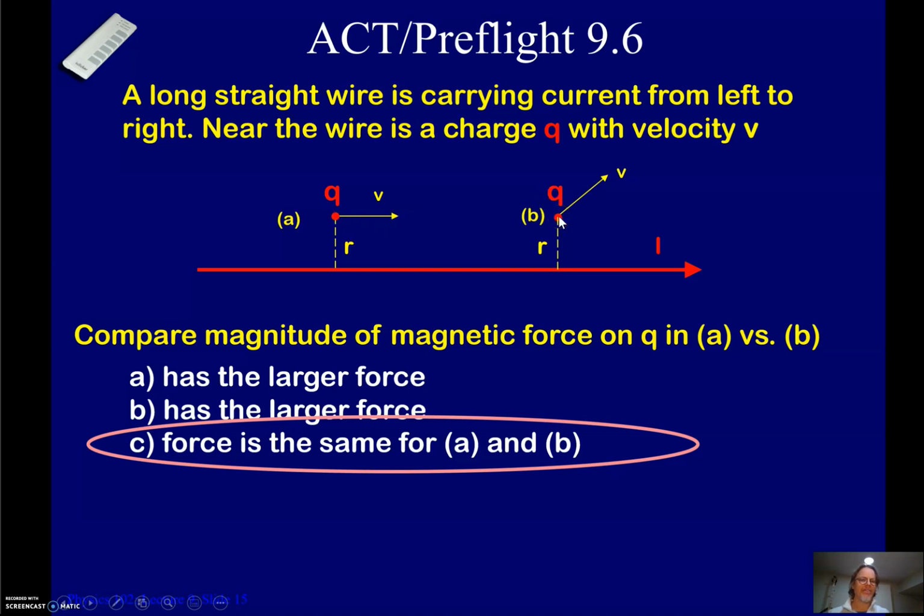Because of that, they have the exact same force on them no matter what direction this thing is going in the plane of this screen. It could be going this way, this way, this way, or that way. At this point, it's still perpendicular to the magnetic field. You're at maximum force on this thing.